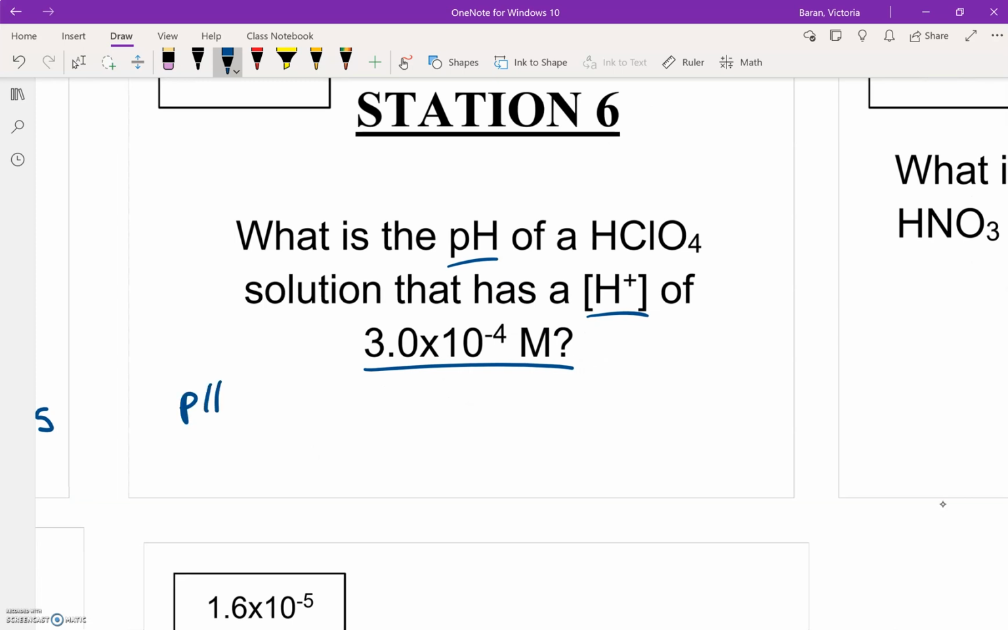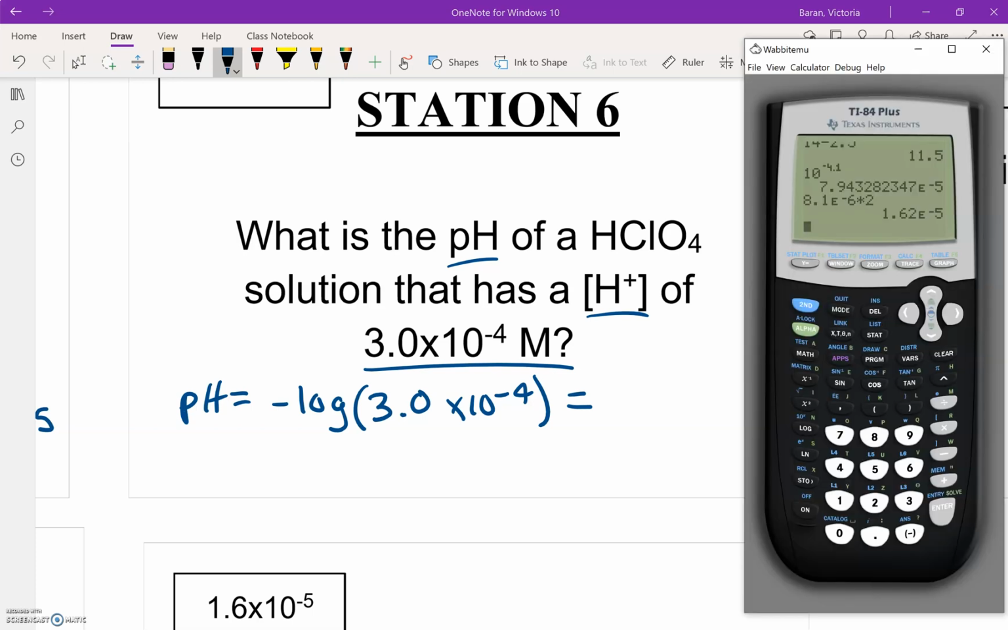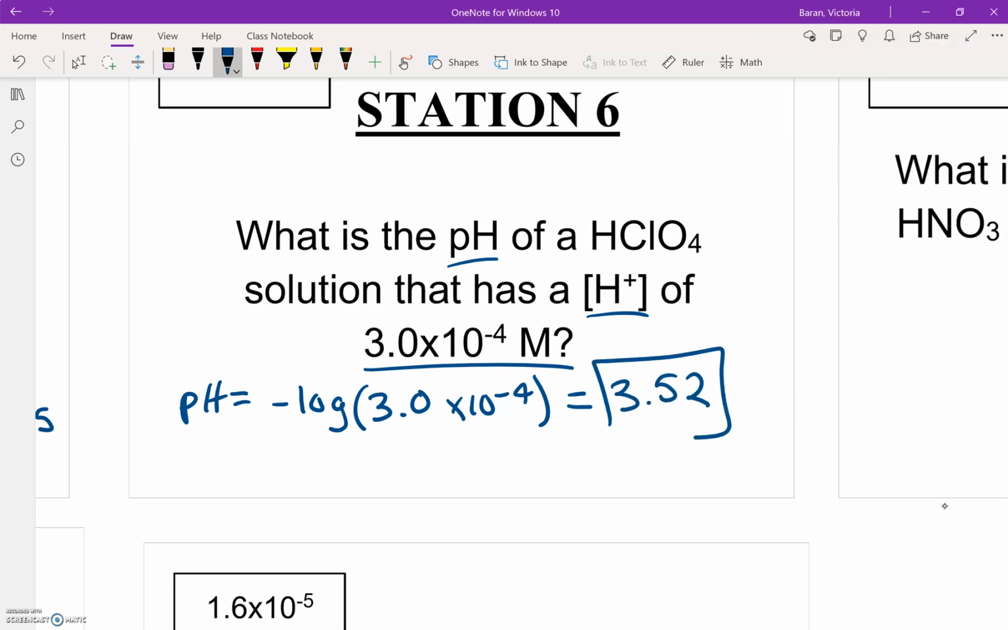So the pH is equal to the negative log of this concentration, 3.0 times 10 to the negative 4th, because that's our H plus. So in my calculator, you're going to do negative. Make sure you do the negative and not the minus symbol. The log button is to the left of the 7. And then we're going to do 3.0, and then E, and then negative 4, and then I just close the parentheses. Enter, we're going to get 3.52, and that would be my pH.